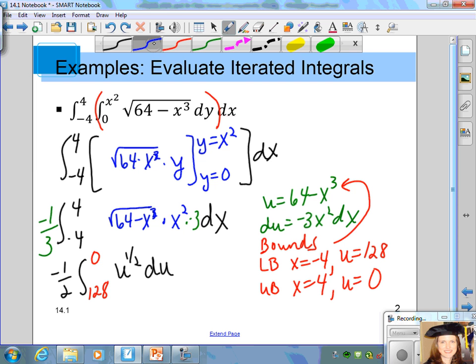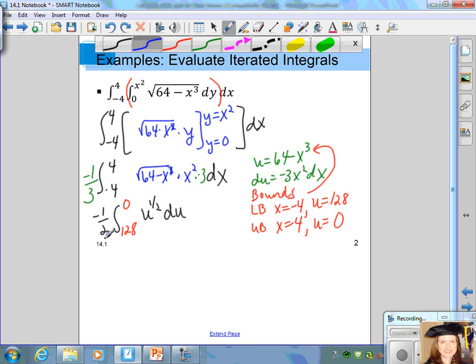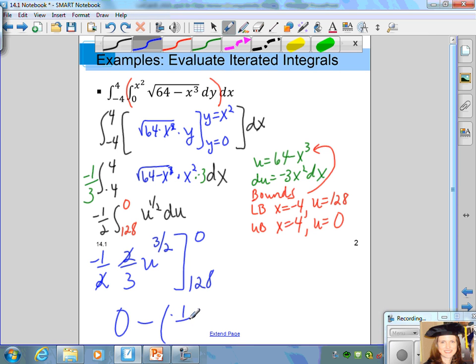Alright, so when we integrate this, it's going to be -1/2 the antiderivative of u to the 1/2 du, and that's going to be, add 1 to the power, u to the 3/2 times 2/3, and we're going to evaluate it from the bounds 128 to 0. When you plug in 0, you get 0, minus what you get when you plug in 128, and that's going to be -1/3 times 128 to the 3/2 power. Okay, and that is approximately, as a decimal.